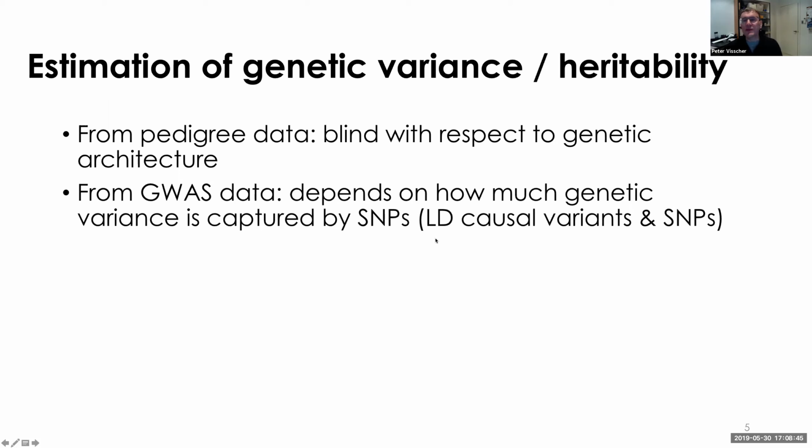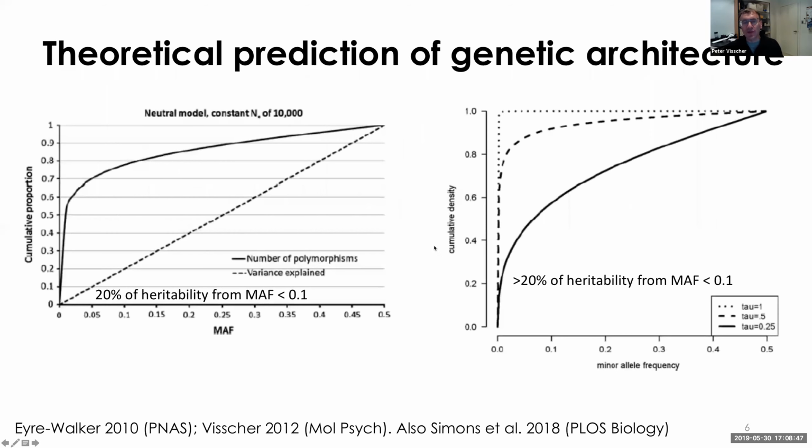We can actually make some predictions on genetic architecture just from using some theoretical models. I'll just show you two extreme models here. These are just from theory. The left one is from a simple neutral model where the trait that we're considering does not have any correlation with reproductive fitness. I've also assumed in this simple plot, which is actually published in Molecular Psychiatry, a constant effective population size.